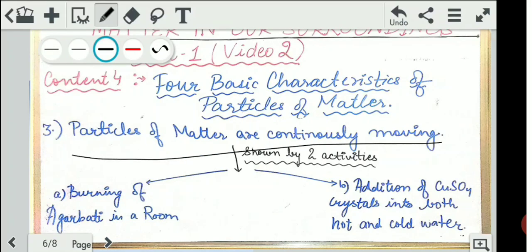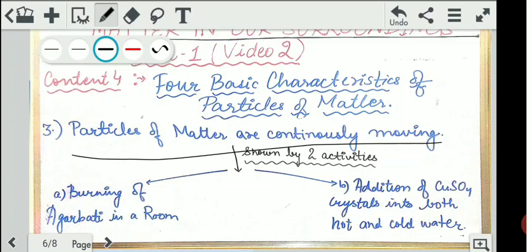Now let us see what we have studied by now. Firstly, that they are very small. Secondly, they get intermixed into each other. Thirdly, they have spaces between them. These three concepts we have studied by now. So when they are intermixing, that means they are showing some movement.